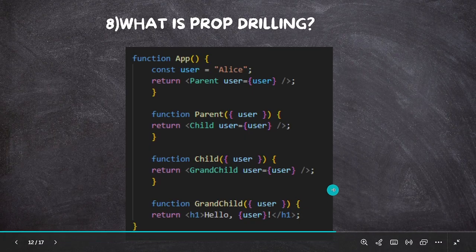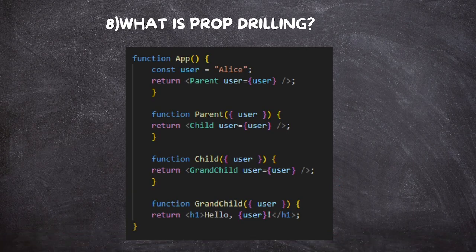Now, why is this a problem? As your app grows, this becomes hard to manage. A small change to a prop's name or structure can break multiple components, and your components become more tightly coupled, meaning less reusable and harder to maintain.